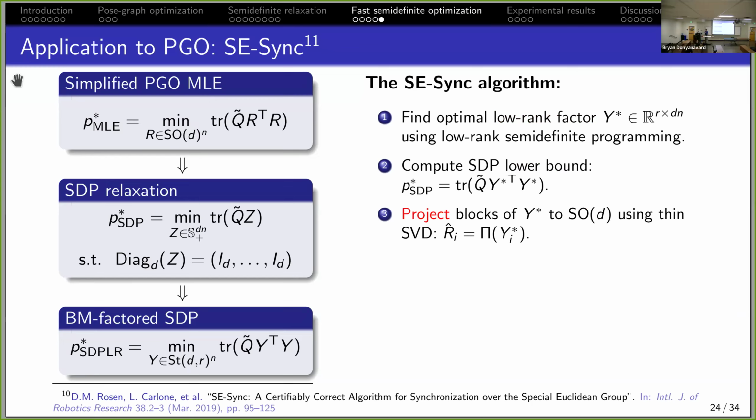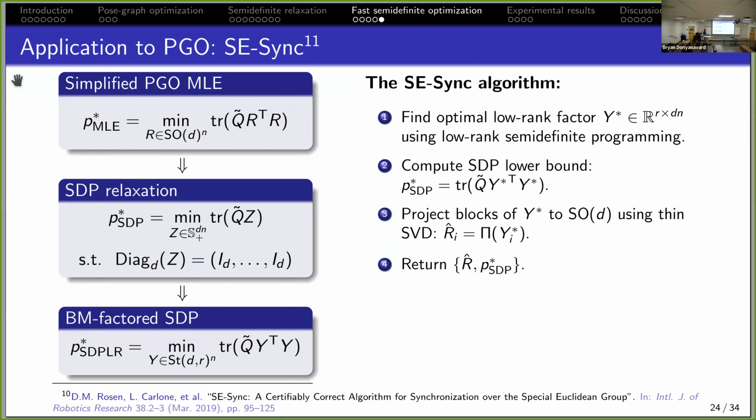So now I've got this low rank factor Y, but it may not have the correct dimension, right? Because I may have increased that rank parameter R. And so, in order to get valid rotation estimates out of this, I'm going to project the blocks of this low rank factor onto the set of valid rotation matrices. And I can do that in a totally standard way, just using a singular value decomposition. That's a super cheap operation. To do that in closed form is very straightforward.